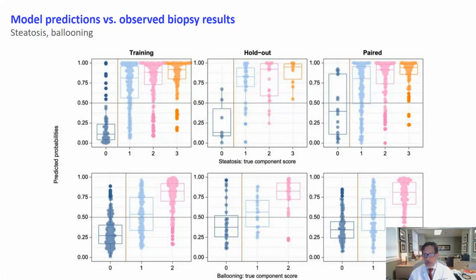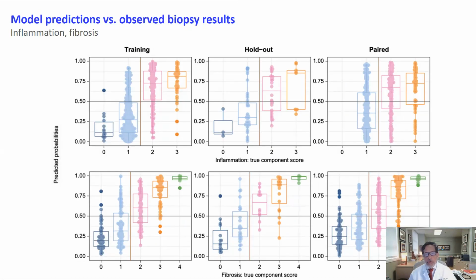At the bottom, you're seeing the data for ballooning. You can see the holdout and the paired validation data, and particularly for the scores of 2, the data are a little bit cleaner, but there's some overlap over here. Then we move on to inflammation and to fibrosis. And you can see for fibrosis, particularly advanced fibrosis and cirrhosis, a very nice ability to predict the presence of advanced fibrosis, shown in green.